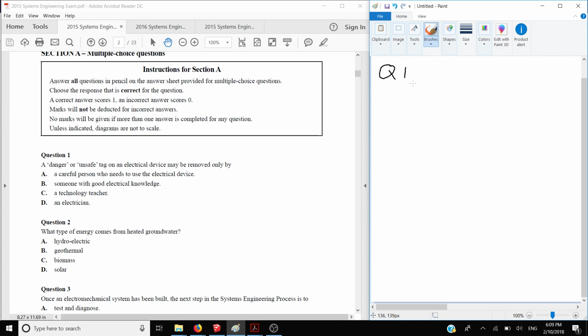Question 1. A danger or unsafe tag on an electrical device may be removed only by... For most of these OH&S safety questions, just look through them and think about what is the safest or the most logical answer, and that's going to be an electrician, right? So question 1 is going to be D.